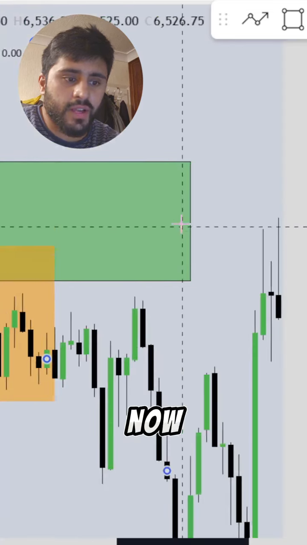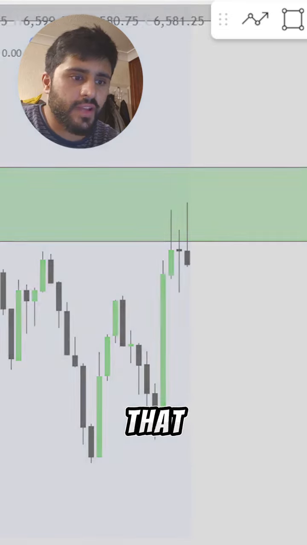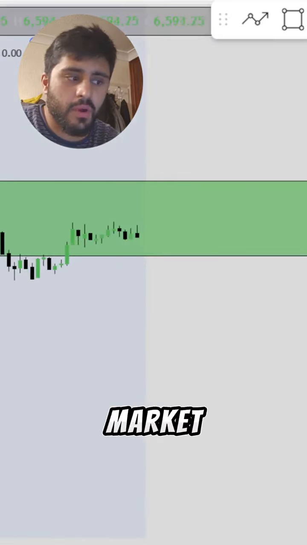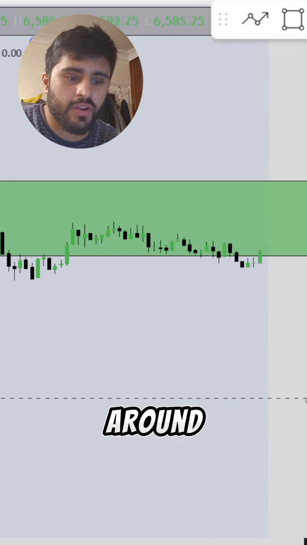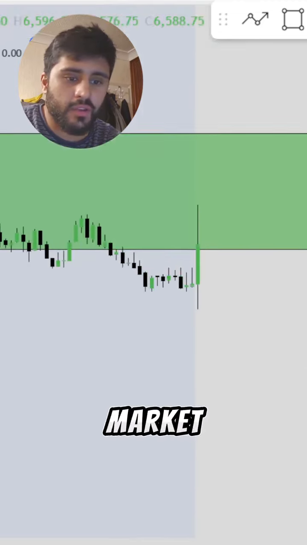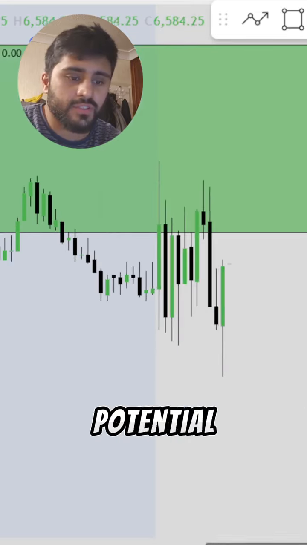So if this is my level, I'm looking to drag it over to the right, right? That is kind of step one. Step two is very simply, I'm waiting for market open, right? As the market is chopping around before market open, I am not interested in trading before market open. So as the market opens, I'm now looking for a potential setup.